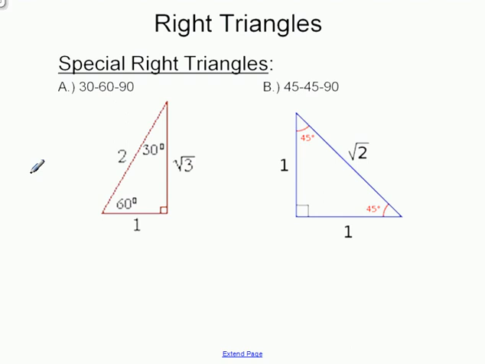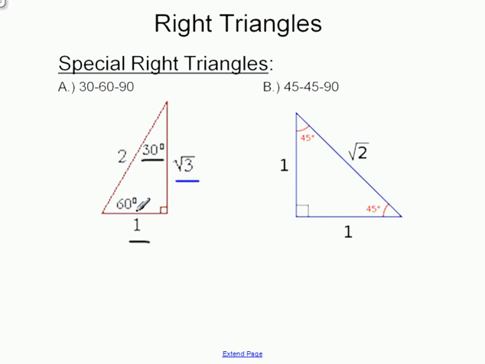Here are your special right triangles that we covered yesterday in class on our worksheet. Just as a review, one thing to help you remember these is that opposite side lengths and angle measures always follow a pattern. The smallest opposite side length, here 1, is the smallest number. It's always going to be opposite the smallest angle measure, which is 30.